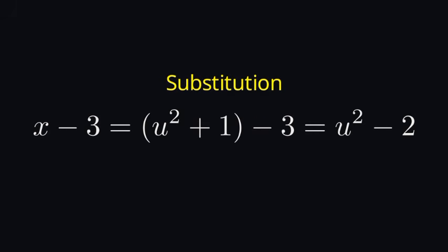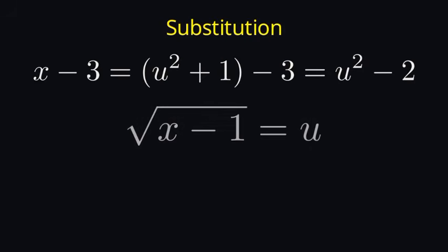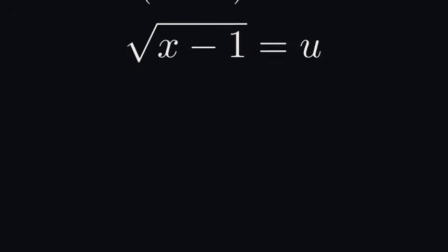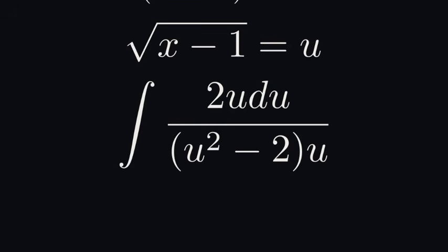Substituting into the integral. We substitute x equals u squared plus 1 into the term x minus 3. This becomes u squared plus 1 minus 3, which simplifies to u squared minus 2. The square root of x minus 1 is our substitution variable, u. Substituting all these parts into the original integral, we get the integral of 2u du over the quantity u squared minus 2, multiplied by u.